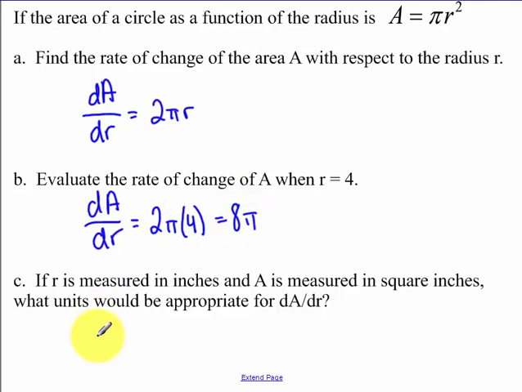Now if r is measured in inches and A is measured in square inches, what are the appropriate units for dA/dr? Well, the units on A are square inches over the radius, which is also inches.